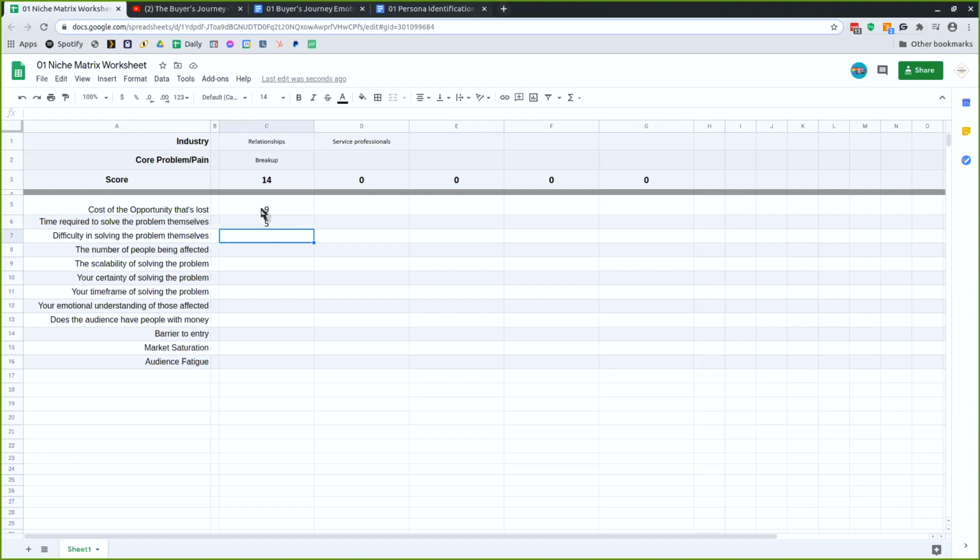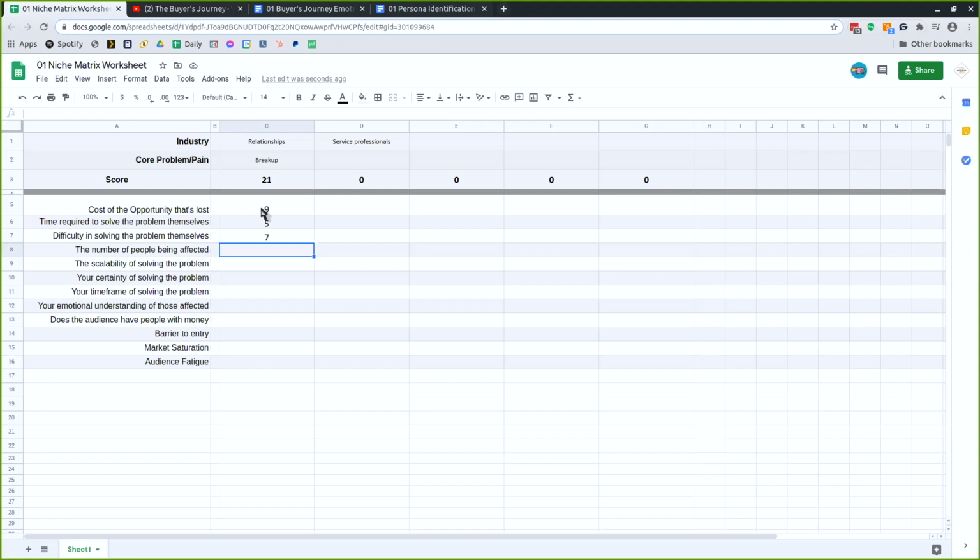Difficulty solving the problem themselves. I'm going to give it a 7. Okay, people are consumed by their mind. And all of the numbers that we're putting in here are entirely subjective. It's all dependent on you. If I put somebody else in here and ask them these exact same questions, it's going to be completely different. So don't get hung up on what that number is. Just go ahead and feel it and throw it down.